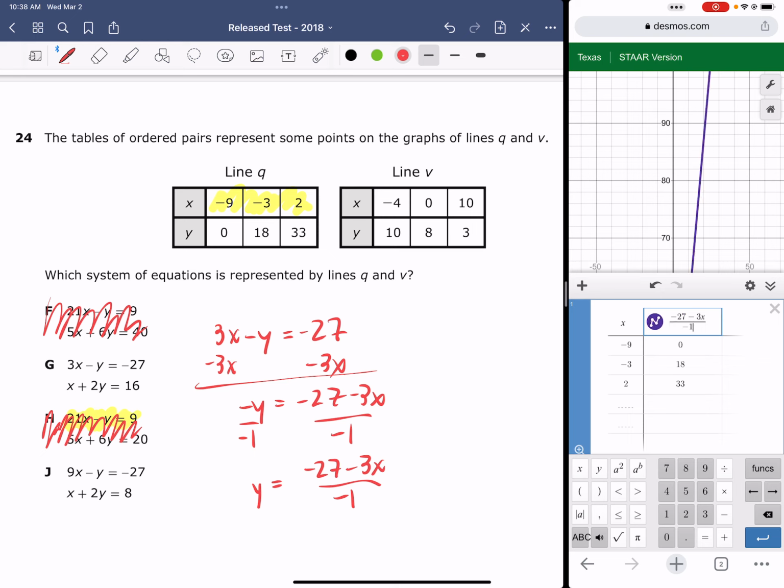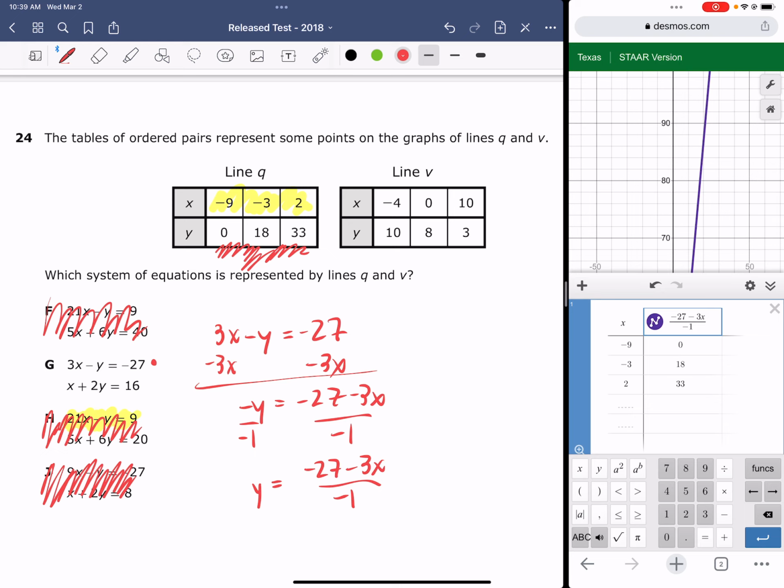Once you do that, what you should notice is that we end up with the same y values that are in the table. So we feel pretty good that that is one of the equations that represents this system of equations. Notice that the other answer choice, letter J, does not have that equation in it. And so I feel pretty confident that J is also incorrect.